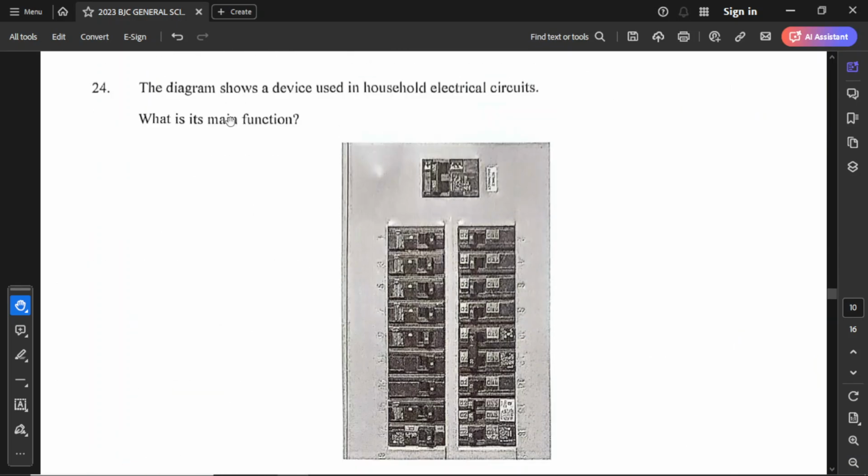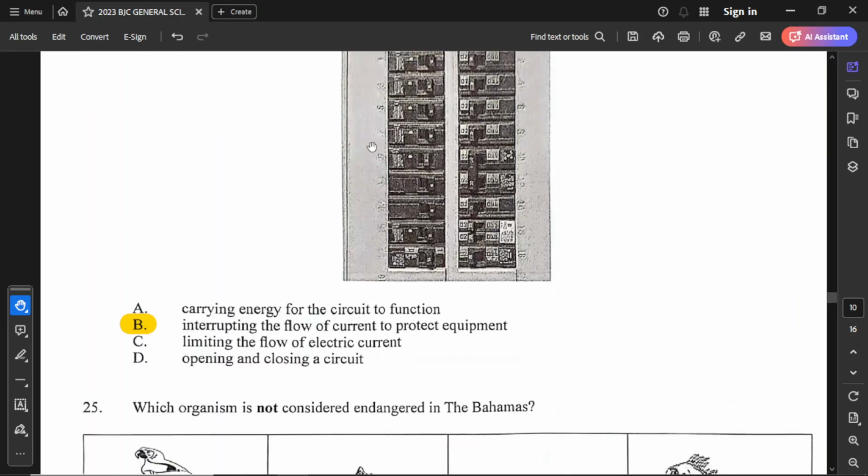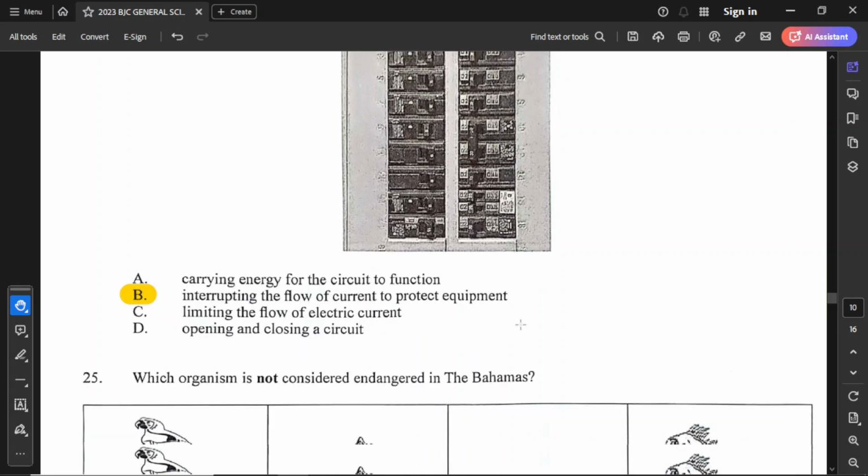Question number 24 is a diagram showing a device using a household electrical circuit. What is the main function? This is a breaker. A breaker is used to interrupt the flow of current to protect equipment, especially when you have a high voltage or a short circuit.